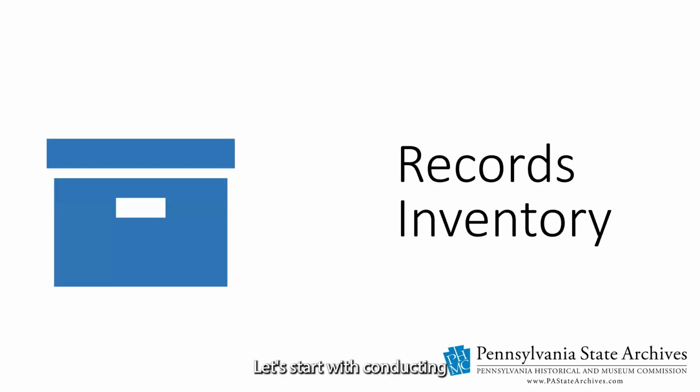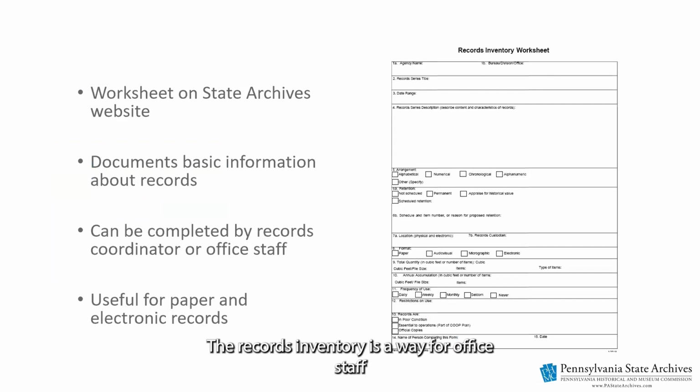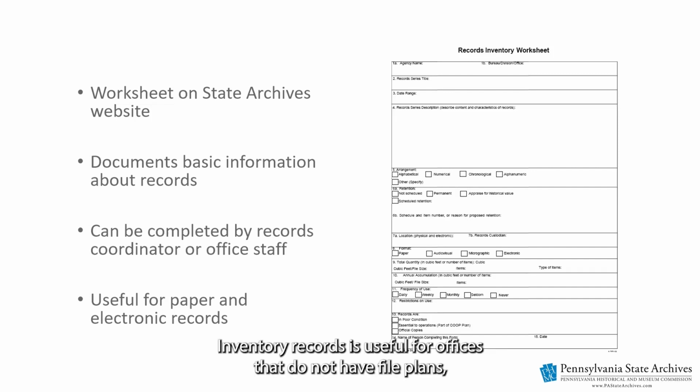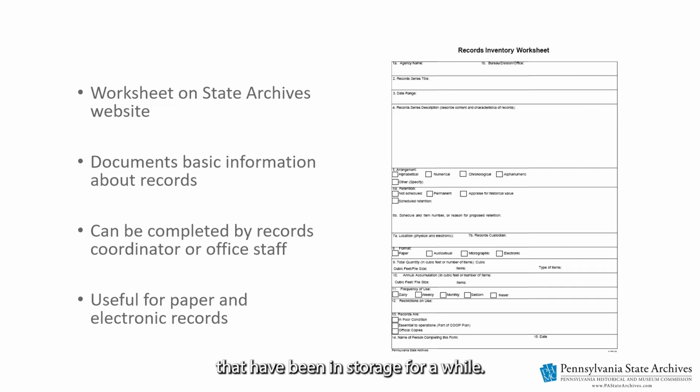Let's start with conducting an inventory of our office records. The records inventory is a way for office staff to collect basic information about records in their custody and their current use. Inventorying records is useful for offices that do not have file plans and are not familiar with the general or agency-specific record schedules. Record inventories are also useful when staff are reviewing records that they are not familiar with, such as inactive records that have been in storage for a while.